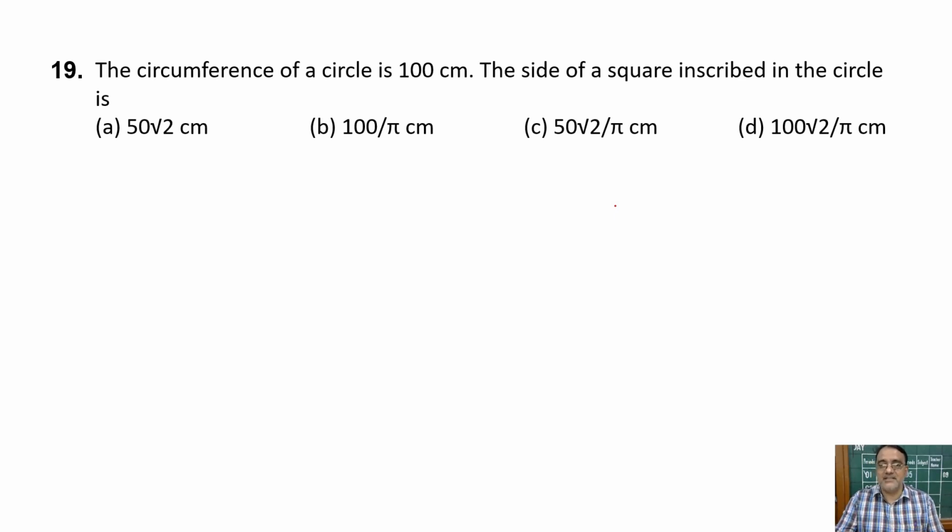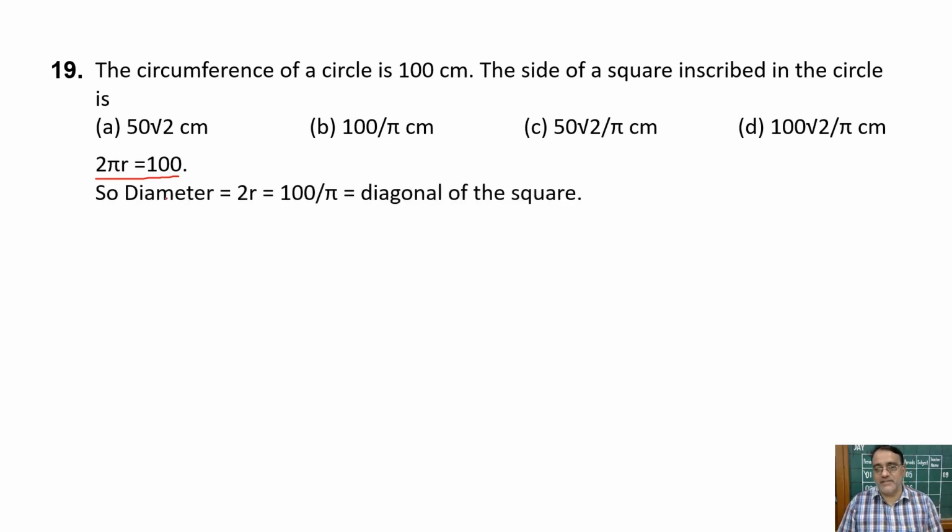Circle के अंदर square बना हुआ है. Okay. So diagonal जो है, just now we did this type of question. Diagonal of square will be equals to diameter, right? So first of all, 2 pi r is equals to 100. It is given, right? And the diameter will be equals to 2r. That is nothing but 100 upon pi, and that is equals to diagonal of the square. And we know that the formula of diagonal of square is a root 2, that is side root 2. This is clear?